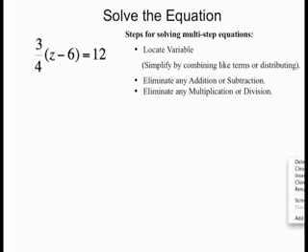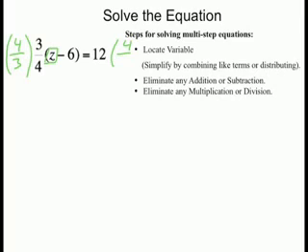In our next equation, the first thing we have to do is locate our variable. So in this case, our variable is z. Now, we must simplify by combining like terms or distributing. But in this case, when you're multiplying by a fraction, the easiest way to get rid of that fraction is to multiply both sides by its reciprocal. So if we multiply both sides by 4/3, on the left side, 4/3 times 3/4 cancel each other out, and we're left with z minus 6 equals, on the right side, 12 times 4/3.